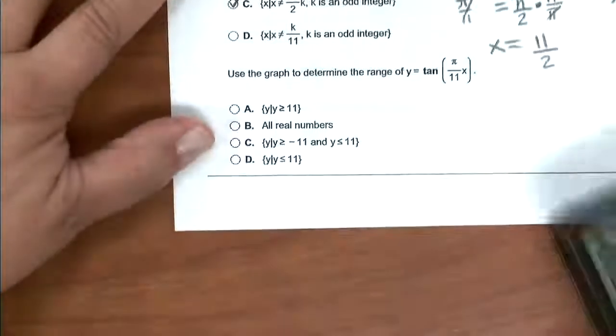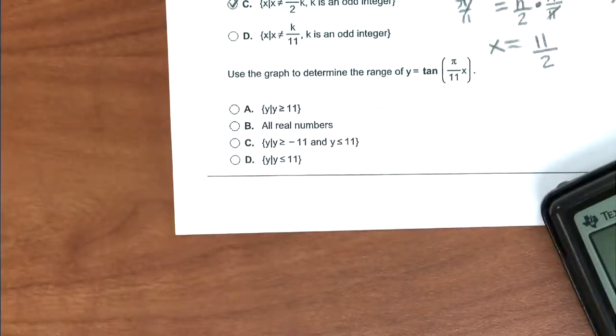Okay, for the graph, what's the range? Remember, range means how high does it go? How low does it go? What's the range for tan? All real numbers, right? Because it goes up to positive infinity and down to negative infinity.